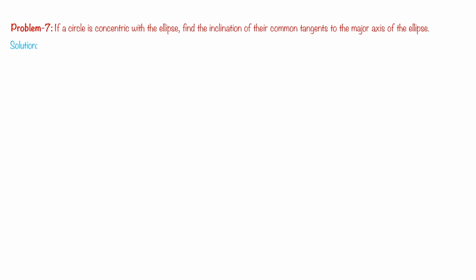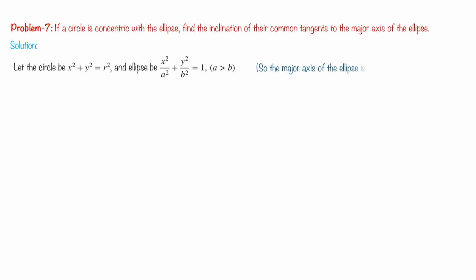Let the circle be x square plus y square equal to r square and the ellipse be x square by a square plus y square by b square equal to 1. Both circle and ellipse we are taking in standard form. As you can see, both have center 0, 0, so they are concentric. Also, we are considering the a greater than b case for the ellipse, so the major axis of the ellipse is the x-axis.